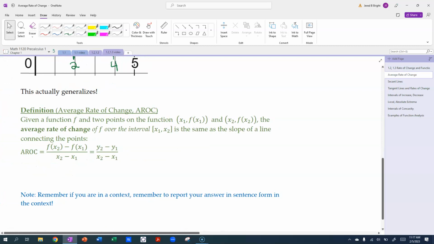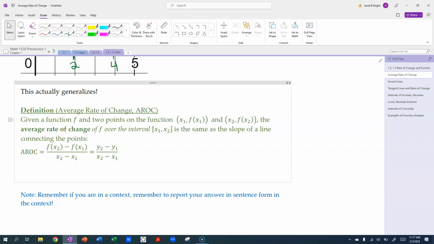If we have a function f and 2 points on the function, the average rate of change on that interval, where x1 is the point that you began with, the starting point of your interval, and x2 is whatever you ended at, the end of the interval, is f of x2 minus f of x1, all over x2 minus x1. It is just the slope of the line connecting the 2 points. So if we call f of x1 y1 and f of x2 y2, we just calculate the slope between them.